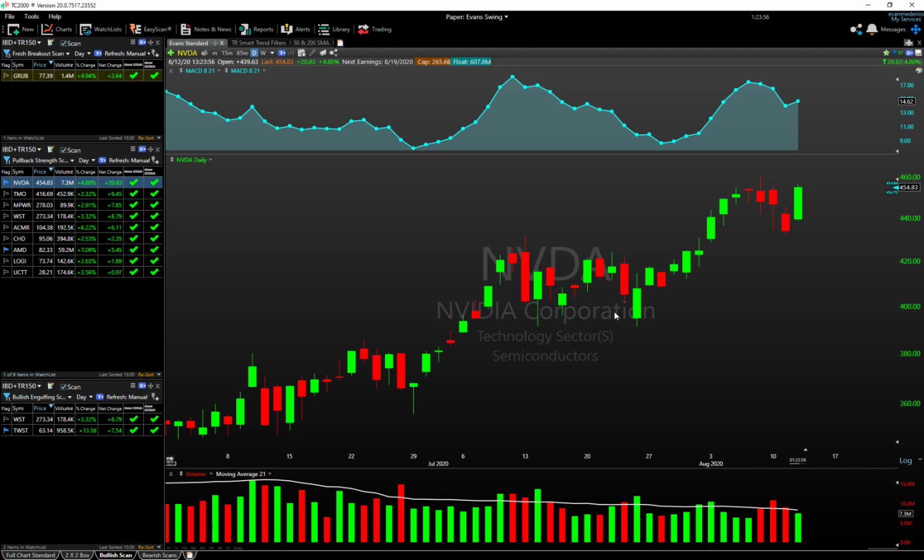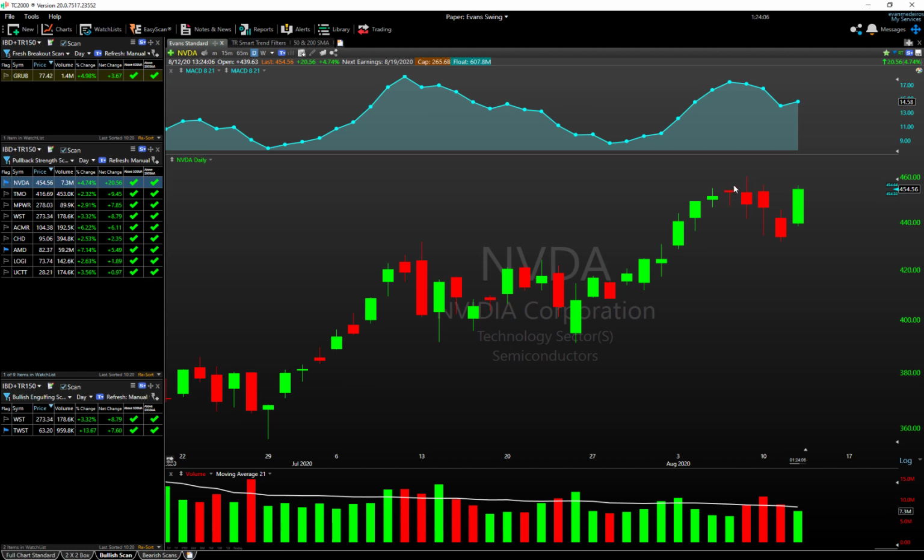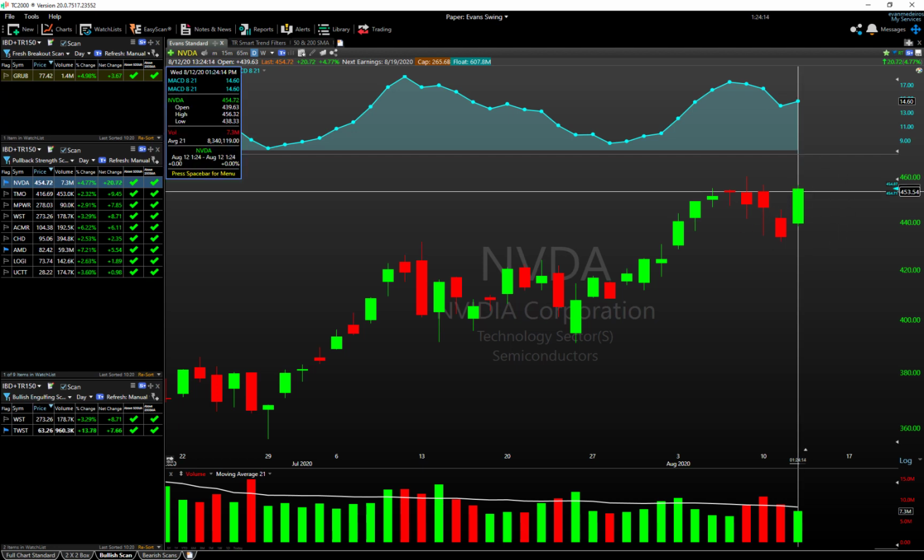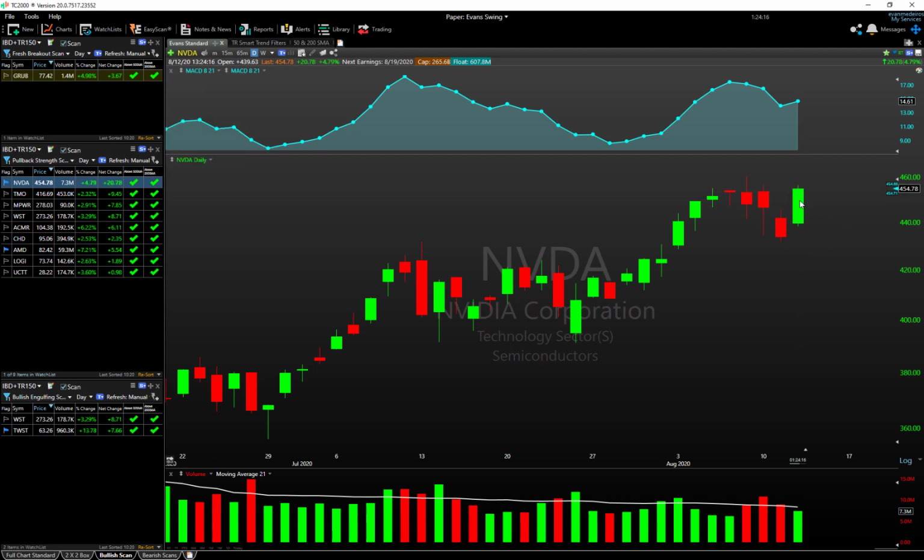The first is NVDA, Nvidia, probably not a surprise stock here. It's a growth leader. It's been crushing it for quite some time now. Basically, you can see here it had 3-4 days down in a row, and then it started to launch higher here today, looking like it wants to continue back and is potentially going to close at new all-time highs today.